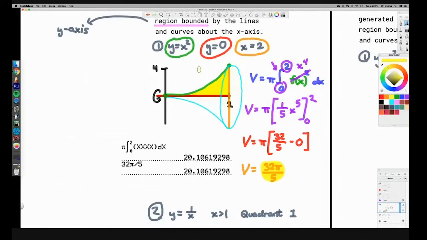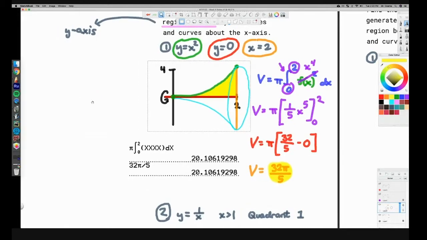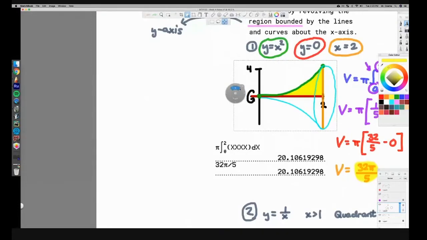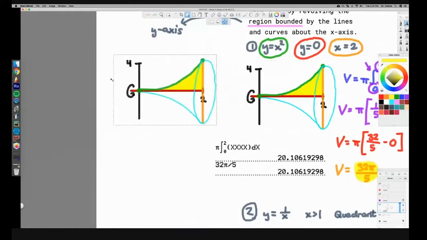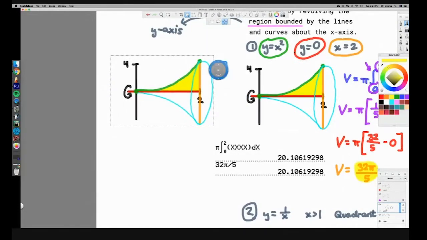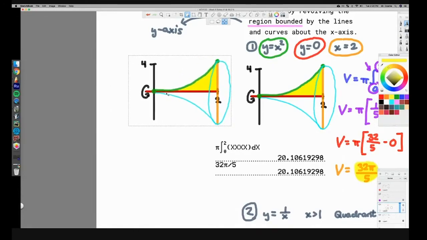The next thing we're going to do is figure out the volume if we rotate around the y-axis. Just by looking at this, try to imagine the shape of what this would look like if you rotated it around the y-axis. I'm going to put this over here. We're doing the exact same problem, exact same bounds, only I'm rotating it about the y-axis. Can anyone picture that? Can anyone describe what that looks like?